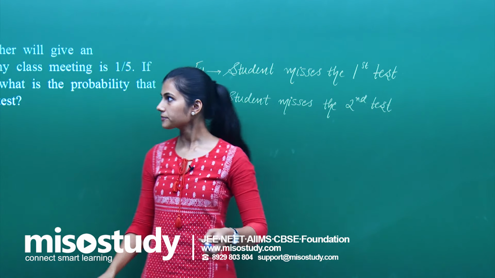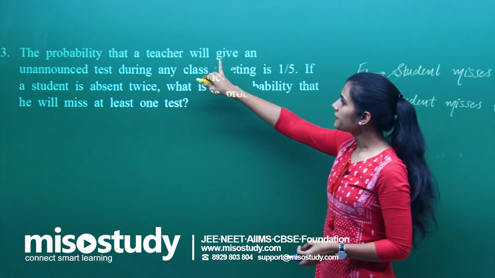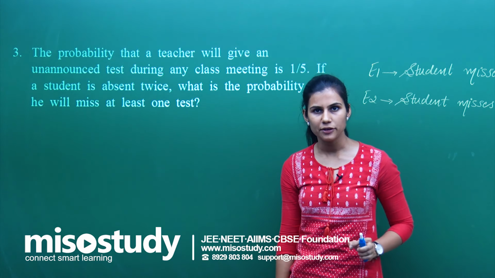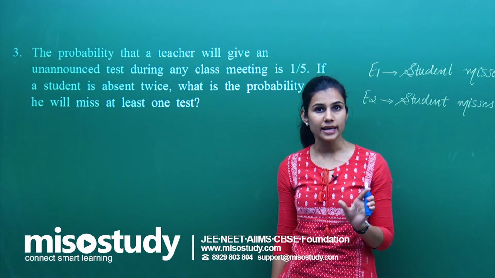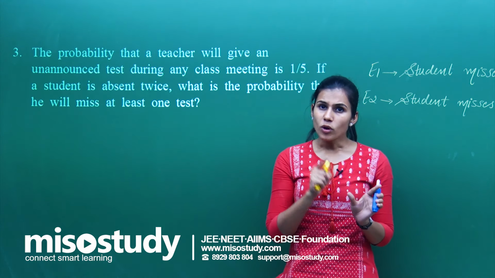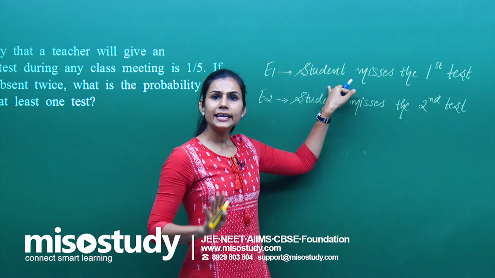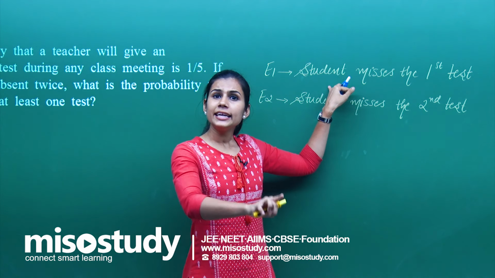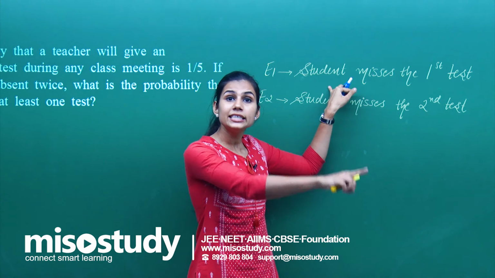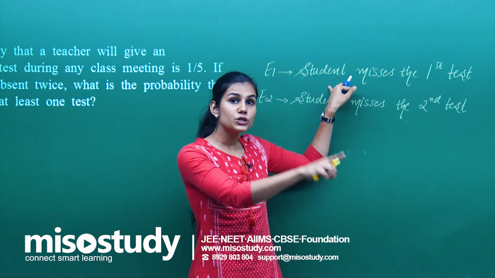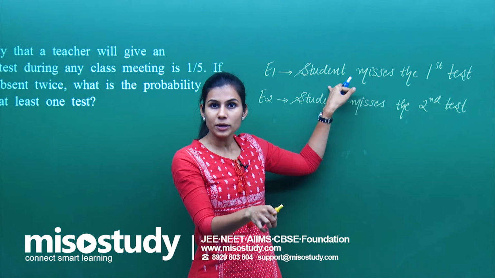Now see, the probability that the teacher gives an unannounced test during any class is 1 by 5. If a student is absent twice in that class, then what is the probability that he misses the first test? One day he is absent, that day he can miss a test only if the teacher decides to take the test on that day. The probability that the teacher is going to take the test on that day is 1 by 5.